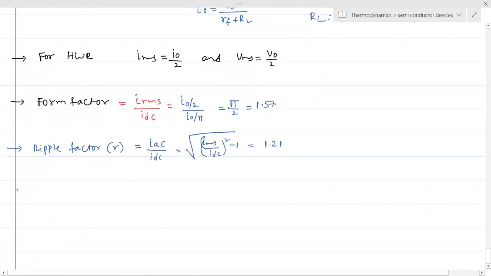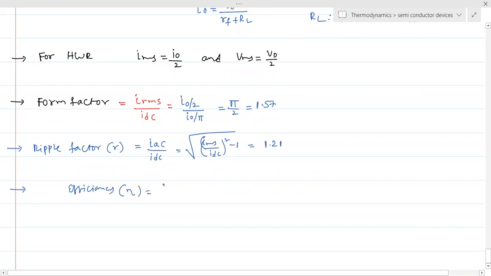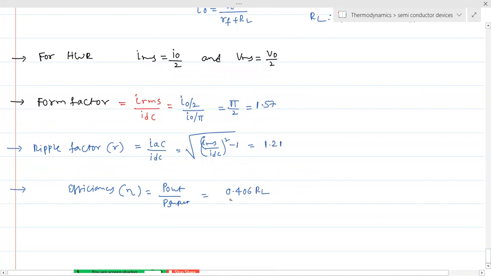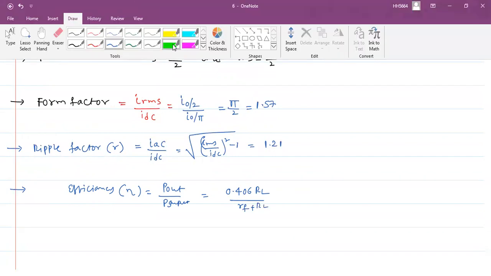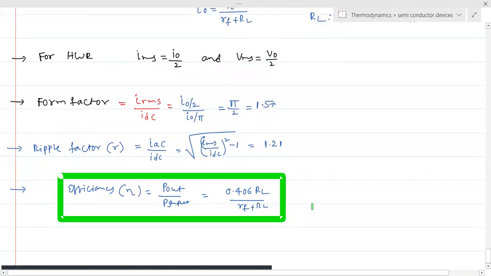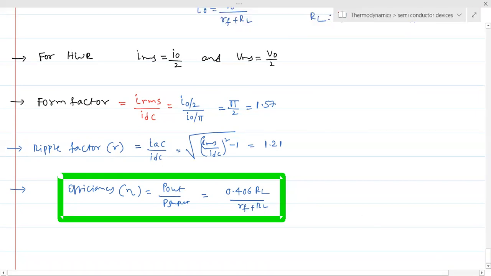After this, the important formula is efficiency. Efficiency is simply power output by power input. By solving that we will get 0.406 into RL by RF plus RL. We already know the respective meanings: RL means load resistance, RF means forward bias resistance. Okay, this is about the half wave rectifier.